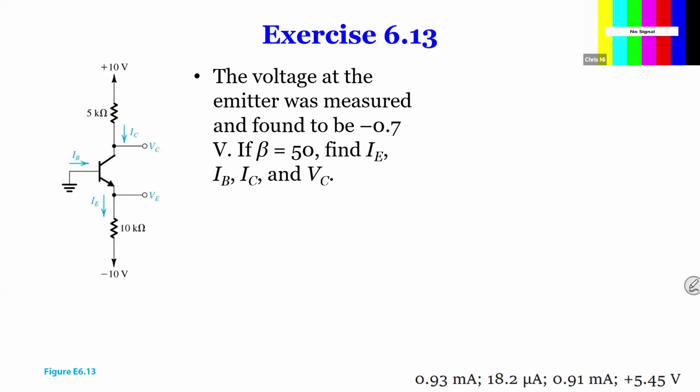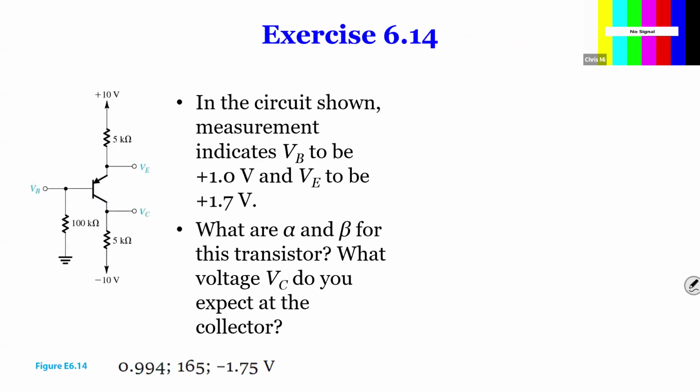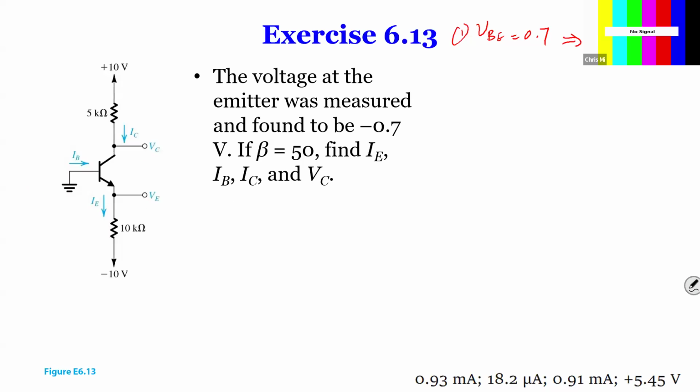Let's get started. VBE is 0.7. So if VB is 0.7, because in this circuit the base is grounded, VE would be lower than the base, so lower than ground. How much do you think VE is going to be? It should be minus 0.7 volts. That's easy to get.